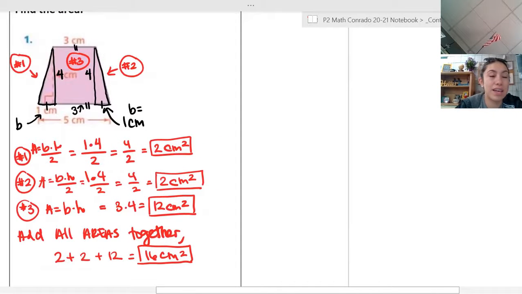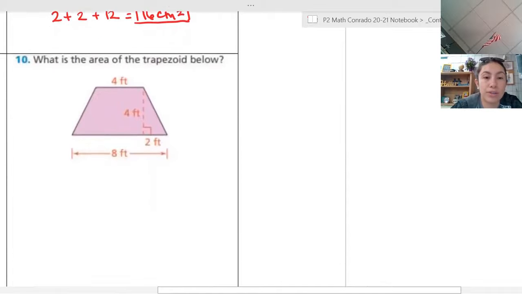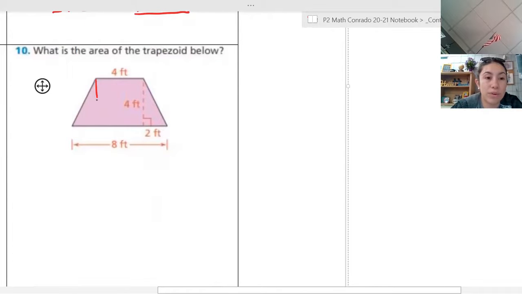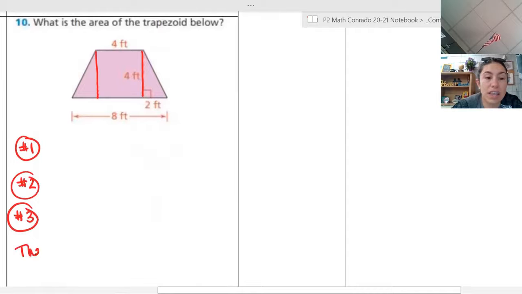Okay, the next area you guys will do on your own, and we will review it together in class. Don't forget all of your steps to decompose, to find all the areas, and then to add all areas together to find the area of the trapezoid.